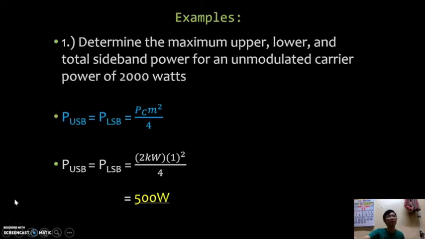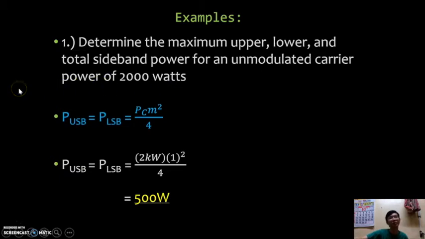So, a few examples to make use of the formulas. The first example is: determine the maximum upper, lower, and total sideband power for an unmodulated carrier power of 2000 watts. So the given, which is 2000 watts or 2 kilowatts, is P sub C.